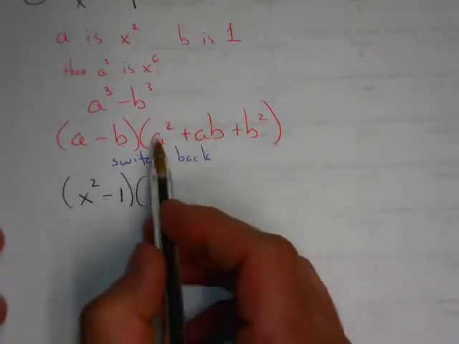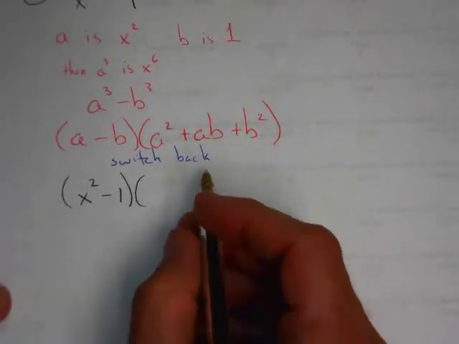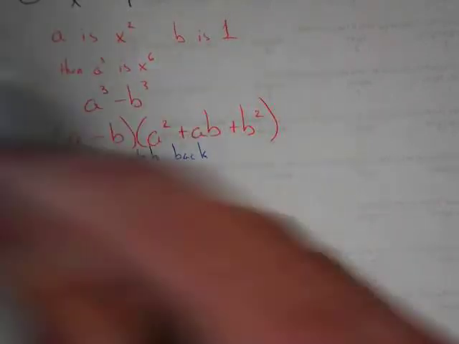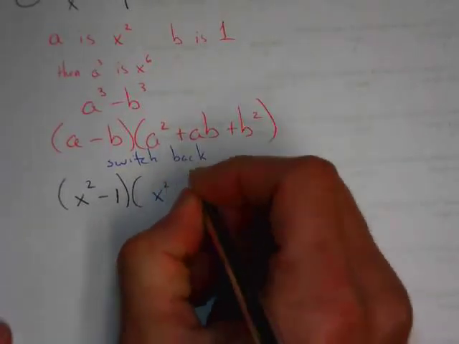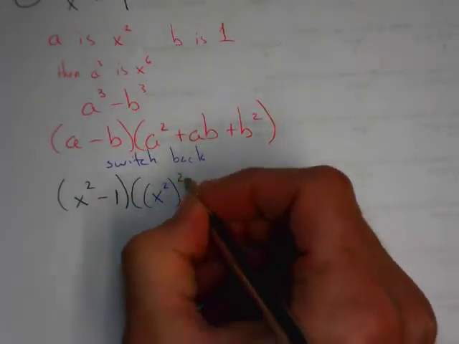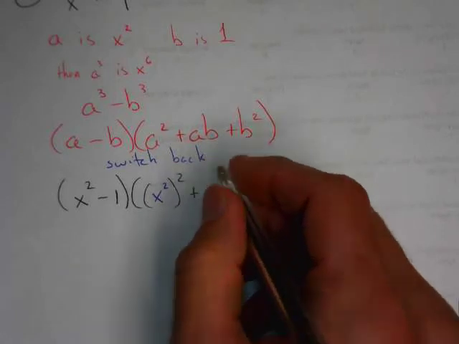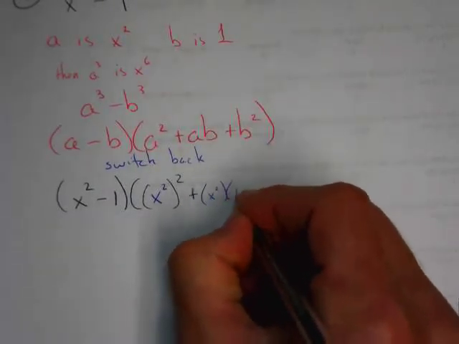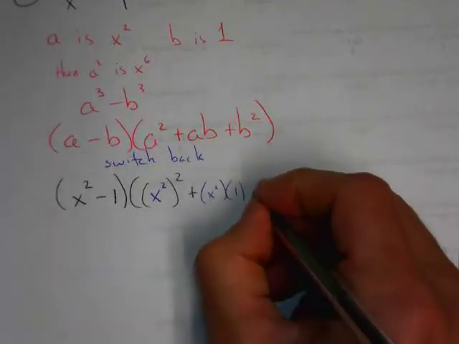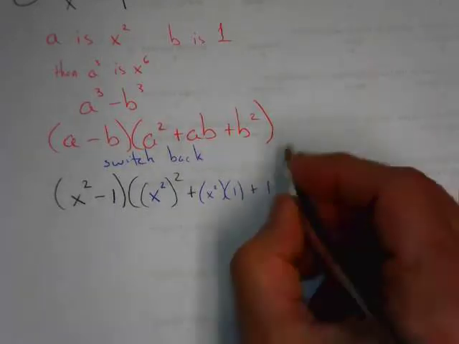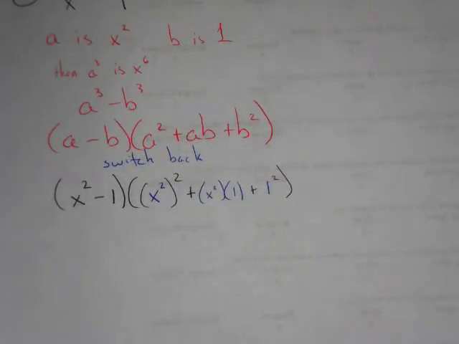Now we have a squared plus ab plus b squared. What did we say a was? A was x squared. So we're looking at x squared squared. And then we have our plus a times b, or plus x squared times 1. And then our plus b squared, our plus 1 squared. All right, so now we're just going to simplify what we have, and then we'll finish up in a second.